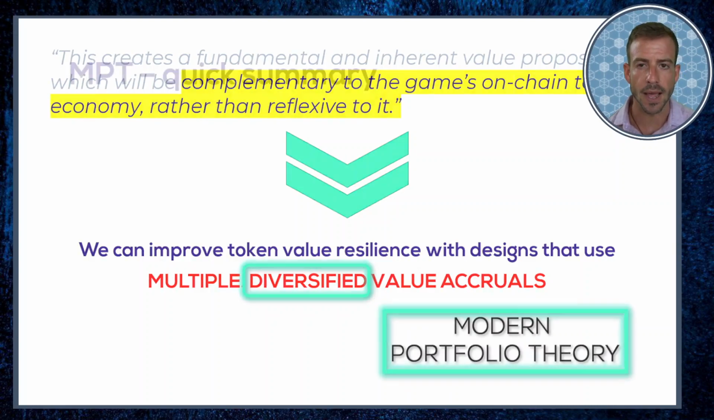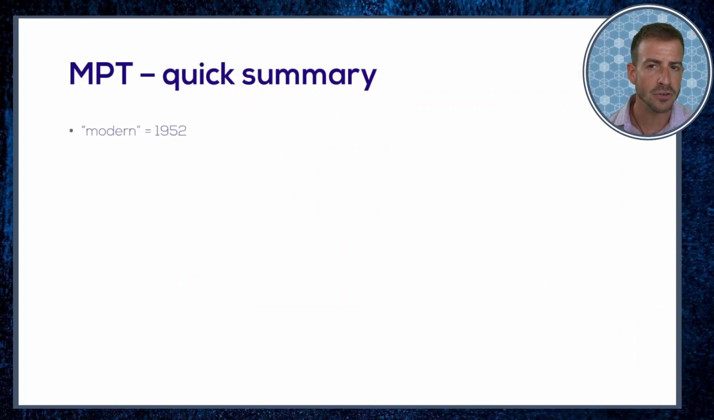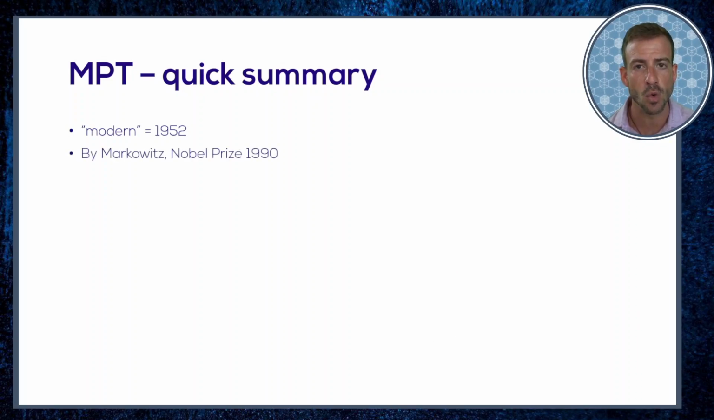Let's go for a quick recap. First, the modern term is anachronistic. It was only modern in 1952 when it was invented. The theory was developed by Harry Markowitz and was awarded the Nobel Prize in Economics in 1990 for this work. It is a mathematical framework, but don't let that worry you, because all that the math is doing is adding some rigor and detail to common sense intuitions that you already have about risk.